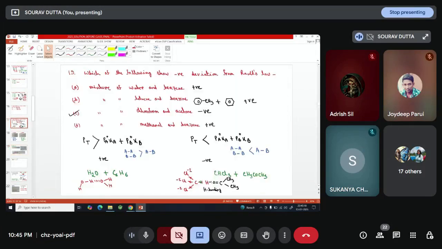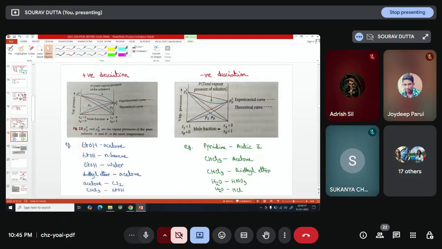Large negative deviation, who shows that? Negative deviation, after mixing, if the interaction is lower, obviously.